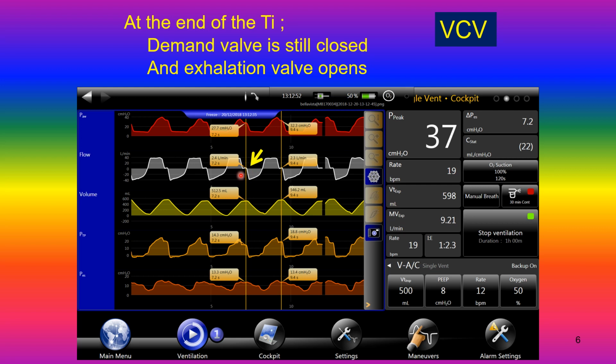Here, by the end of the inspiratory pause, the exhalation valve will open for the exhalation of the tidal volume. This is the inspiratory tidal volume, and this is the expiratory tidal volume. This means that the flow will come to zero, and the pressure will drop to the PEEP pressure.